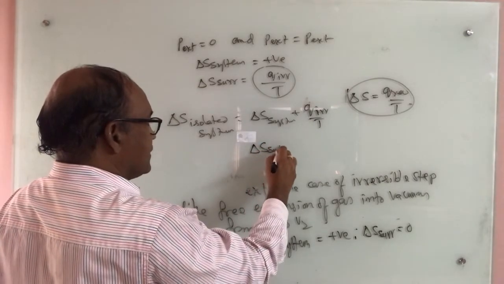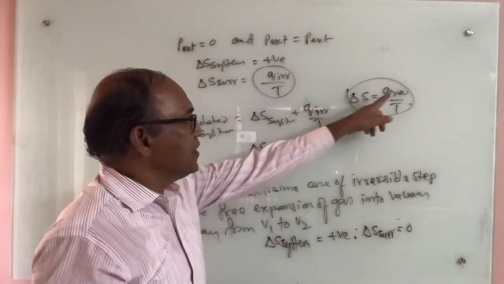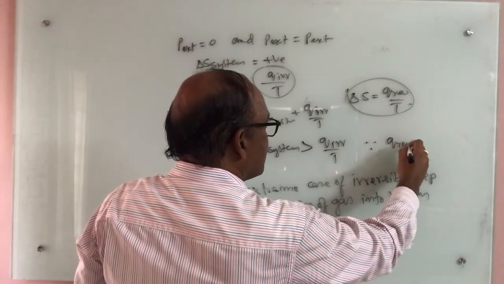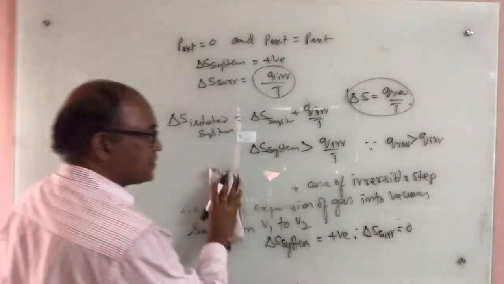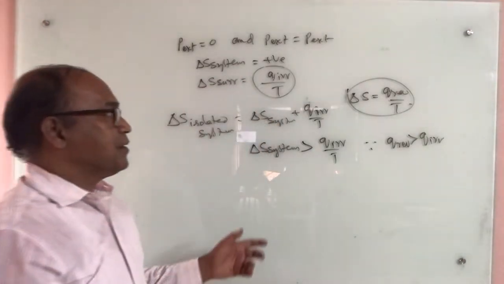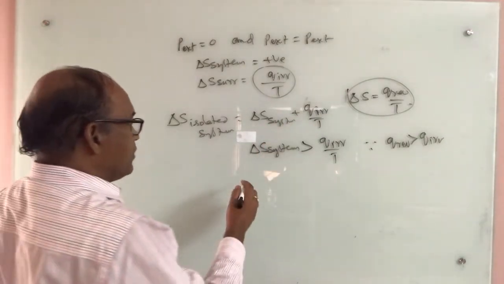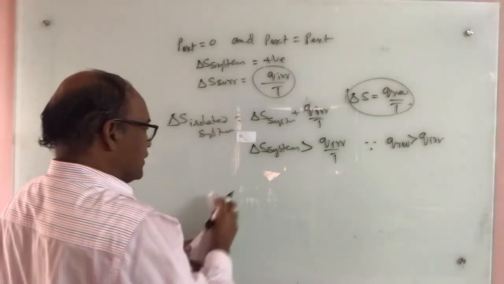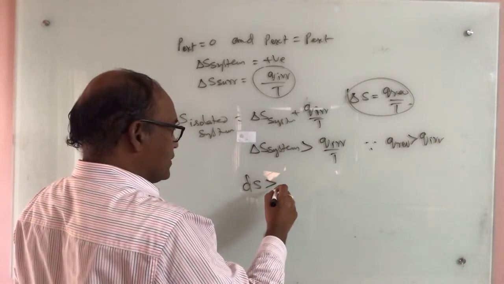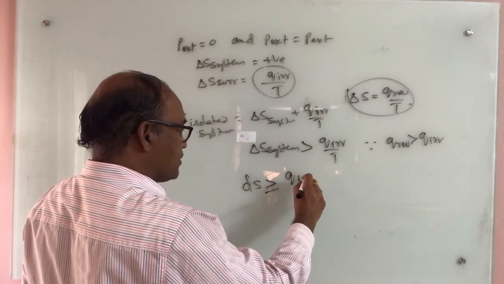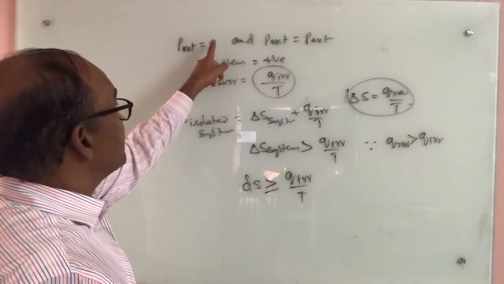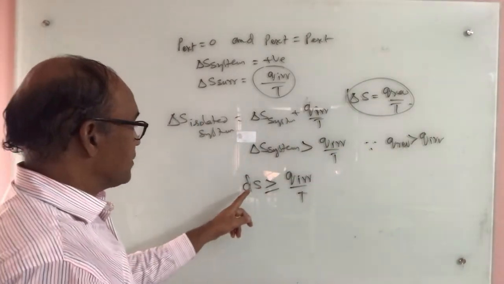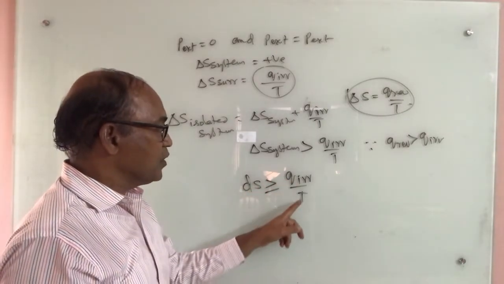Delta S system, here, will say reversibility. This is always greater than Q irreversible by T, since Q reversible is always greater than Q irreversible. We try to understand here. Thereby, for a differential quantity or a finite quantity, dS for the system is always greater than or equal to Q irreversible by T, since it is anywhere between 0 and P external.